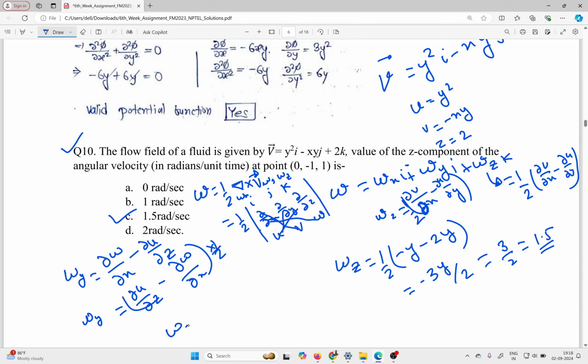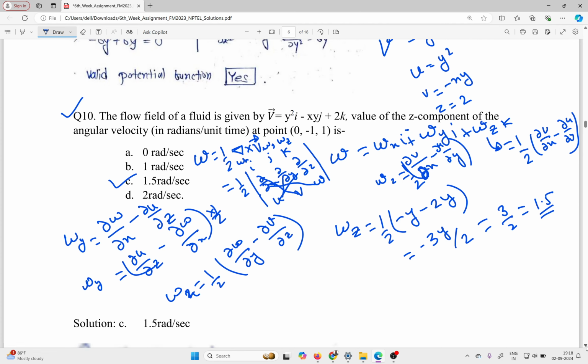Similarly for wz you can calculate, or wx, wx is very easy. For wx, your del w by del y minus del v by del z. So similarly you can calculate all these things. Now moving ahead, next question.